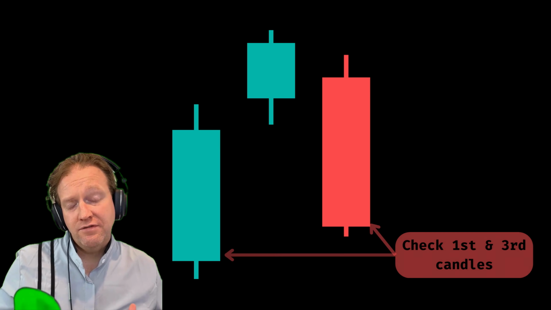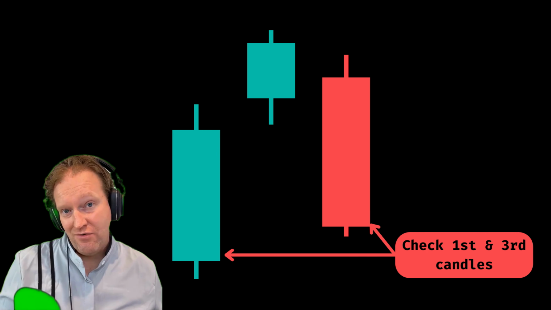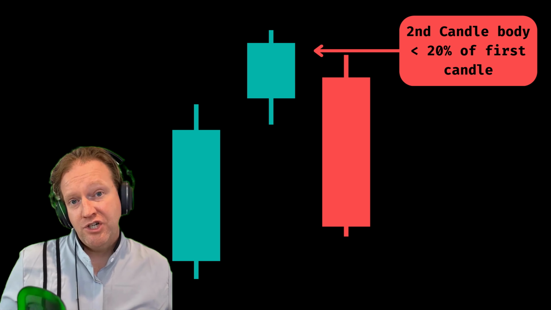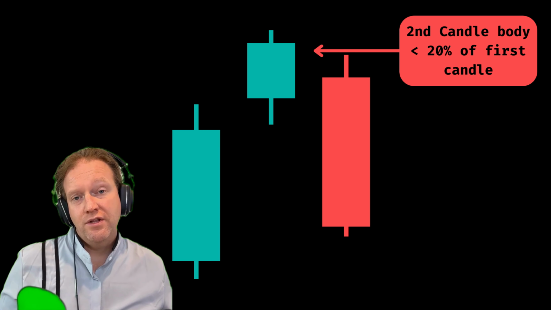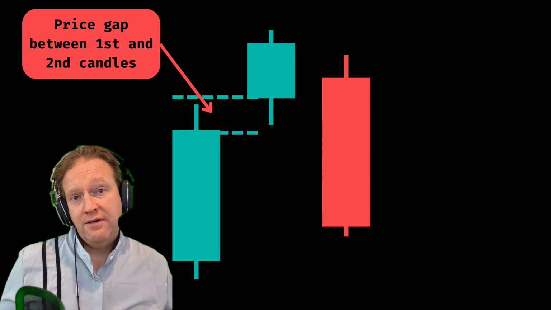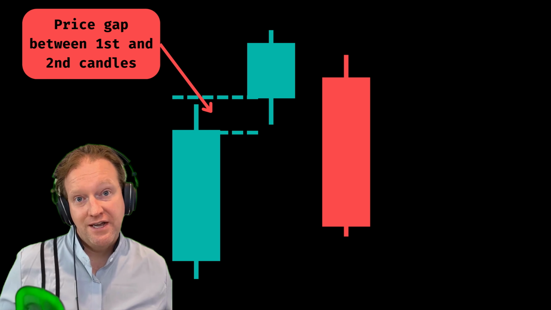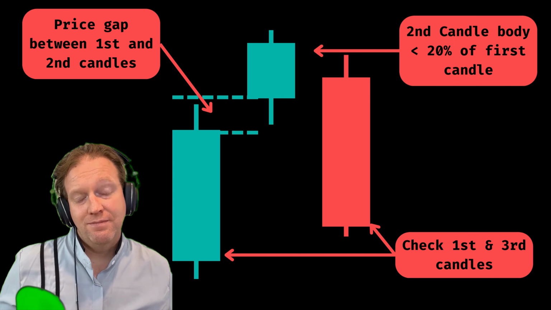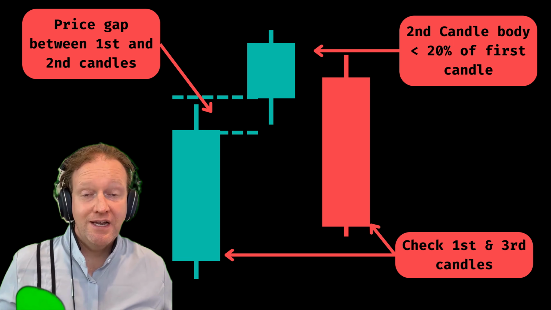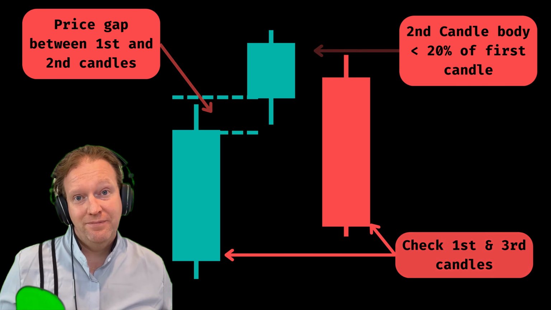First, we check that the first and the third candles are bullish and bearish in nature, so on this chart, green and red. Then we check the candlestick of the second candle or middle candle. We make sure that it's less than 20% the size of the first candle. Then we look at the closing price of the first candle and the opening price of the second candle and make sure that there's a gap between them. When these conditions are met, we can say that there has been an Evening Star candlestick pattern identified, and we apply that to the rest of our platform.